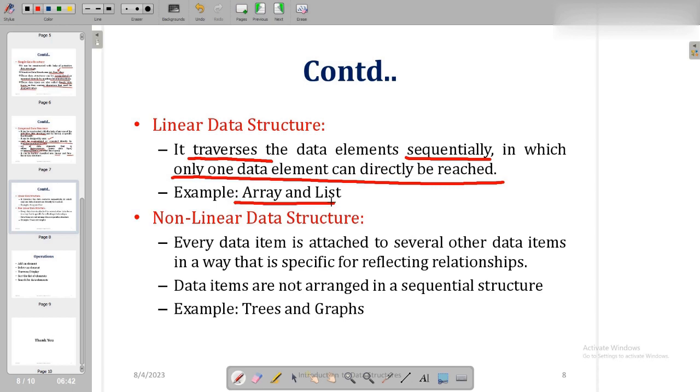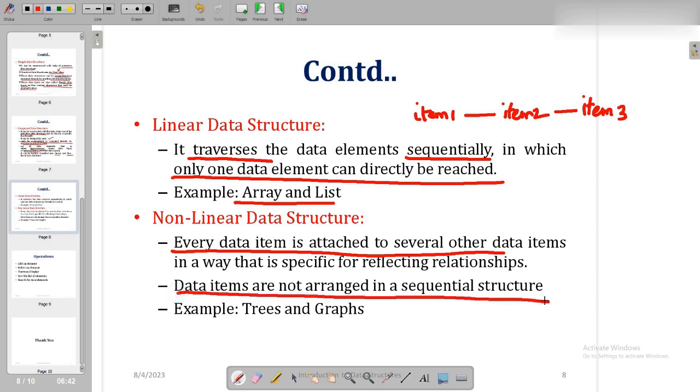Next is non-linear data structure. Every data item is attached to several other items, not only to one item. In a linear data structure, every item is connected with one other item: item 1 is connected with item 2 and item 2 is connected with item 3. But in non-linear, a single item can be connected with multiple items. That may generate more relations among the items or data elements. Here, data items are not arranged in a sequential manner. Examples of non-linear data structures are trees and graphs.